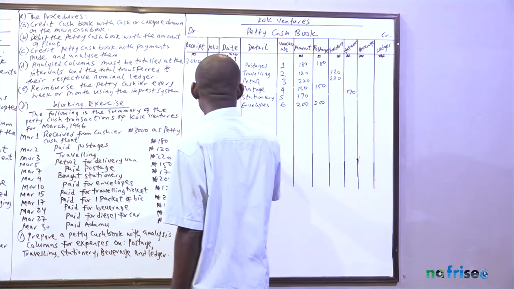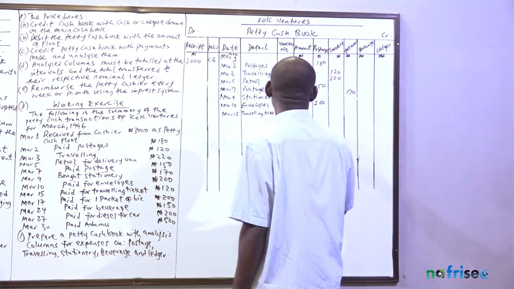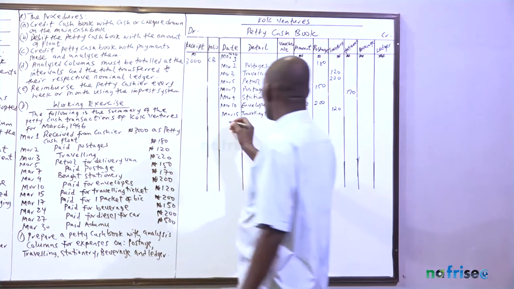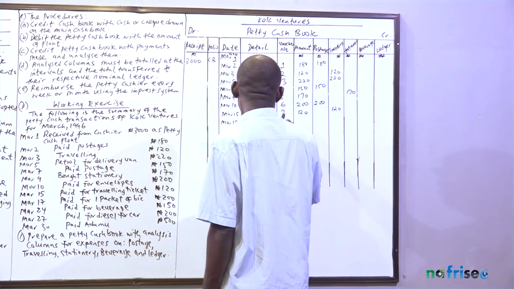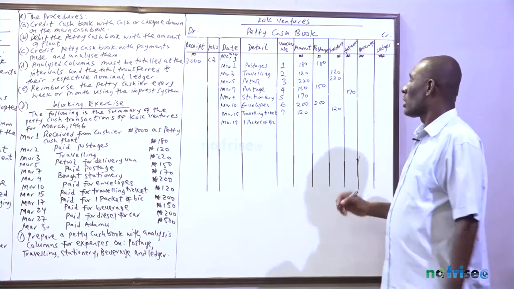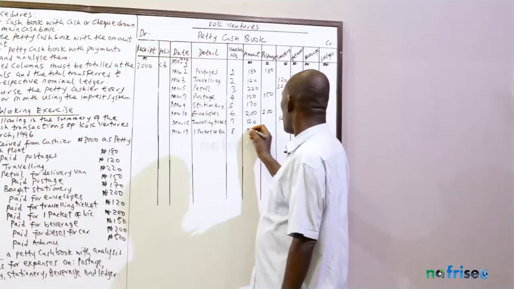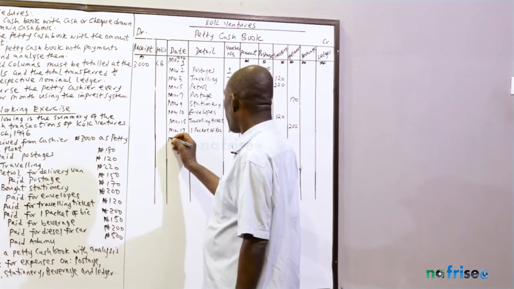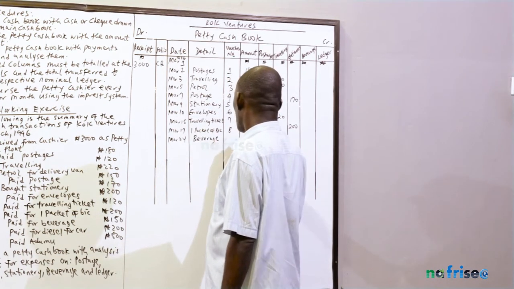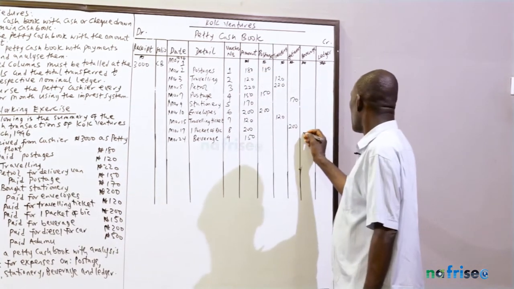Then March 15, traveling ticket 7, 120 under traveling. March 17, 1 packet of BIC. BIC here is what we call BIC biro. So it's a biro. That's 8. Total amount is 200. It will come under stationery. March 24, we have beverage 9. Total amount is 150. We go to under beverage 150.